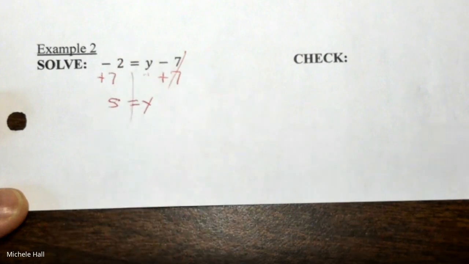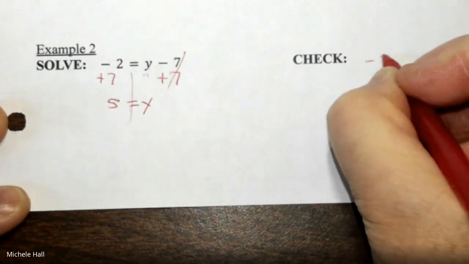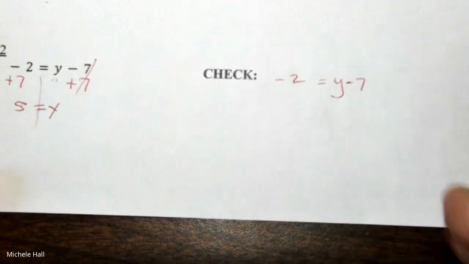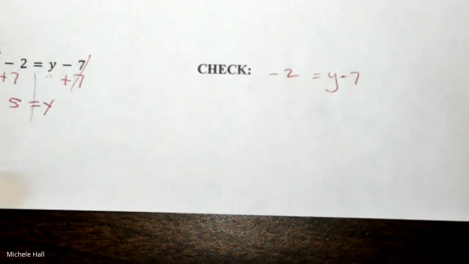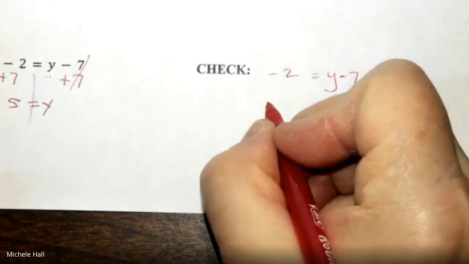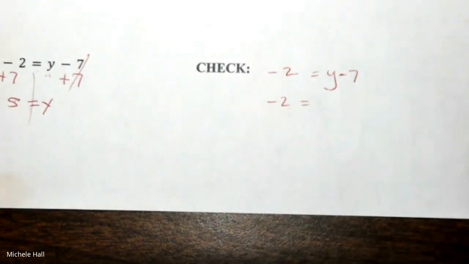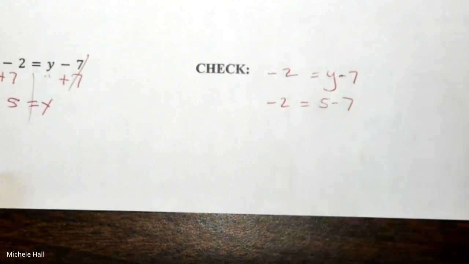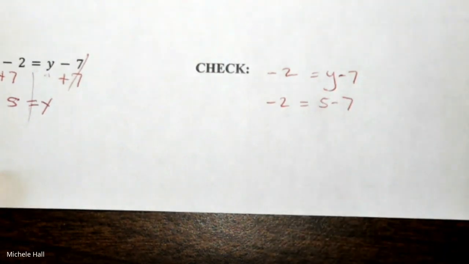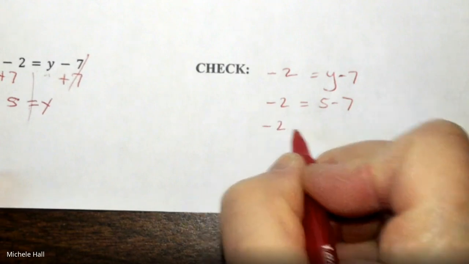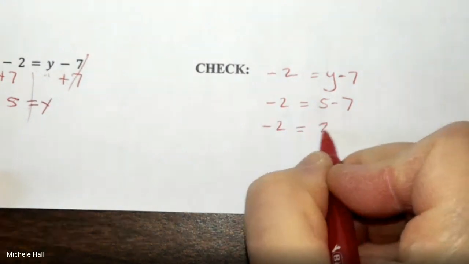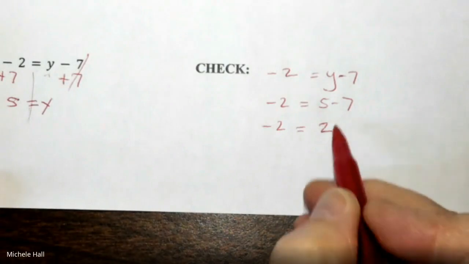Right? All right, check. Write down the original. -2 equals y minus 7. My variable is not unknown anymore. So I have -2 equals, I'm going to substitute in 5 for the y. And then I just have one side that needs to be simplified. This side is already simplified down. 5 minus 7, different signs. Subtract and take the sign from the larger number of 7.